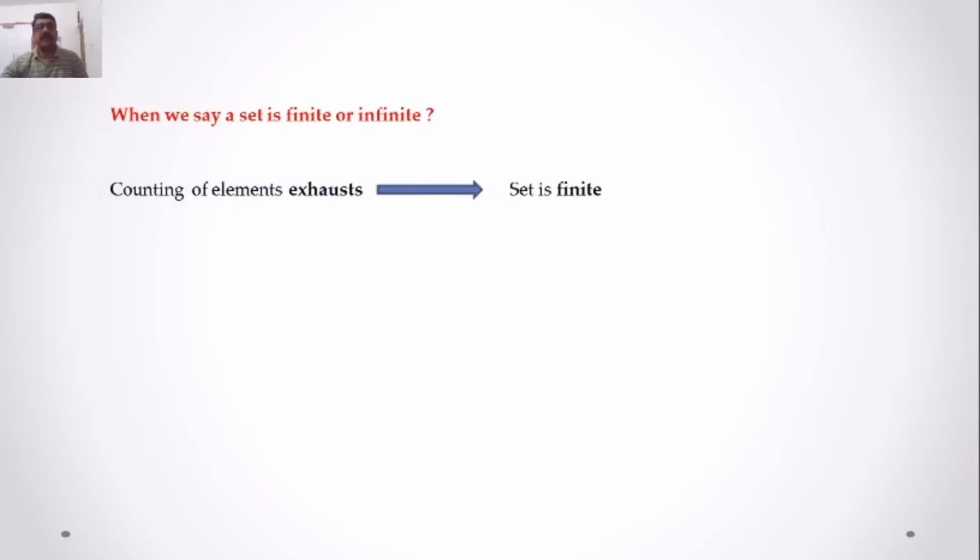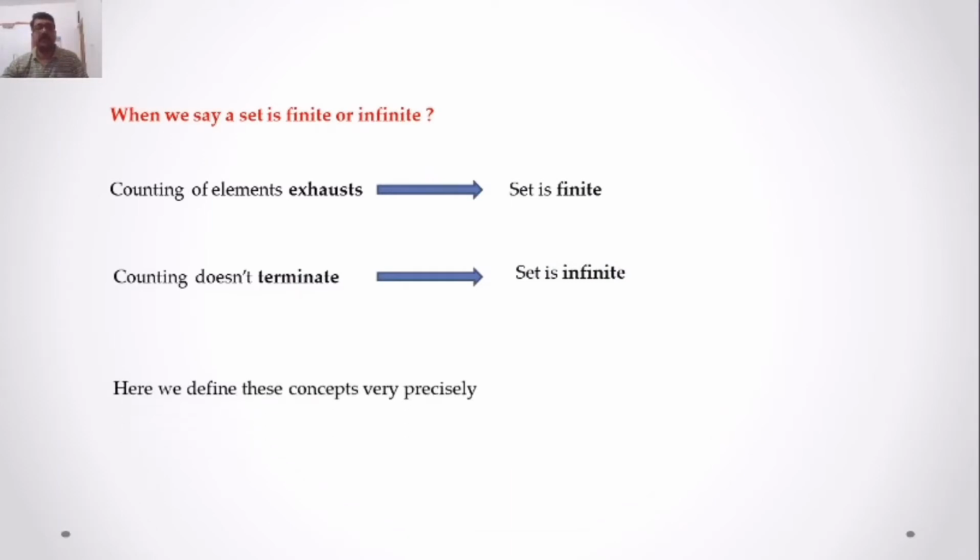When we say a set is finite or infinite, if counting of elements exhausts, we say a set is finite. If counting doesn't terminate, we say the set is infinite. This is the layman's definition. Now we are going to define it very precisely using mathematical concepts.